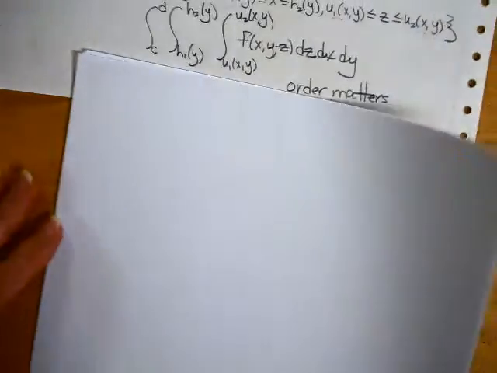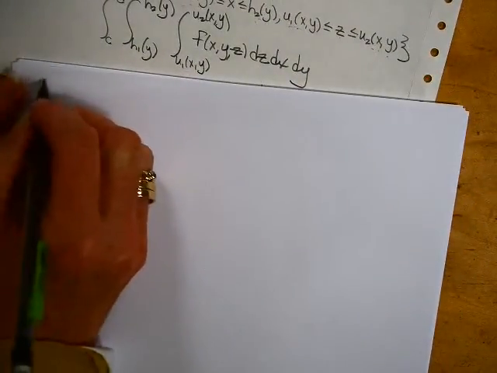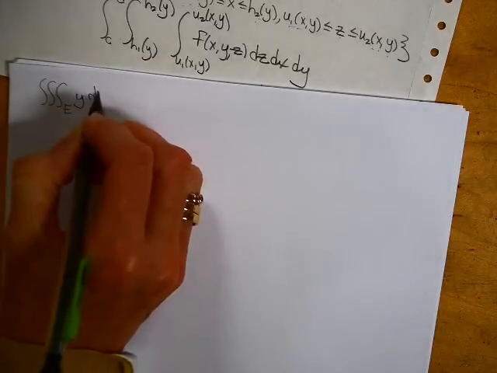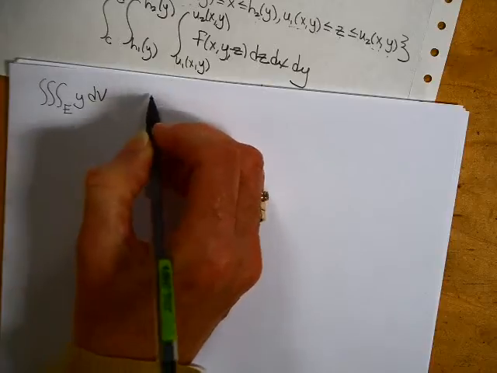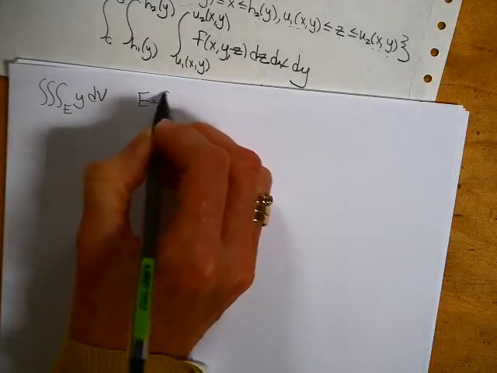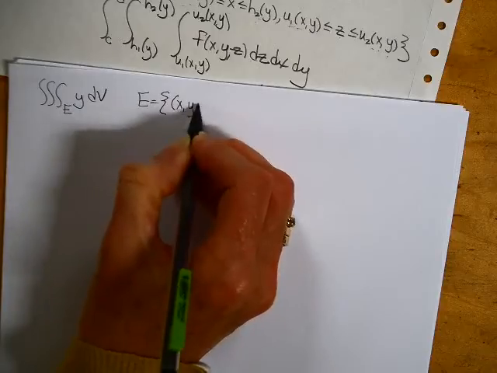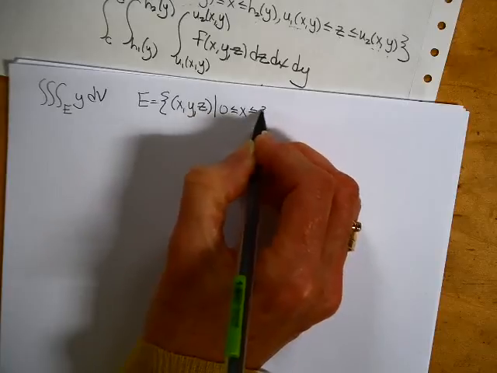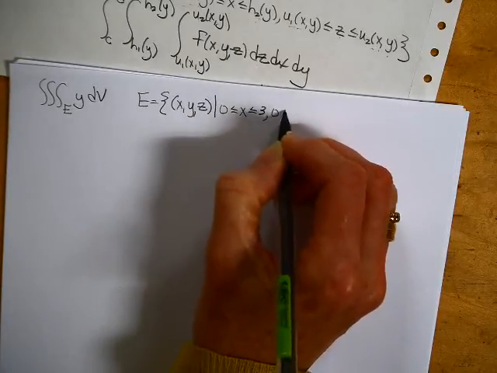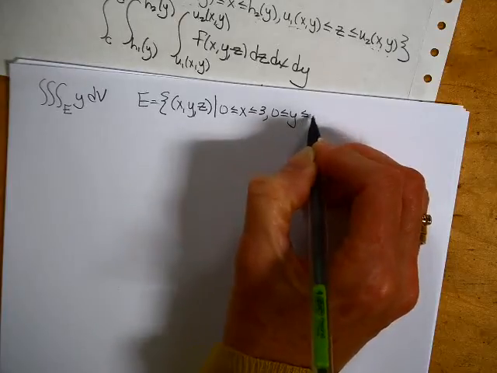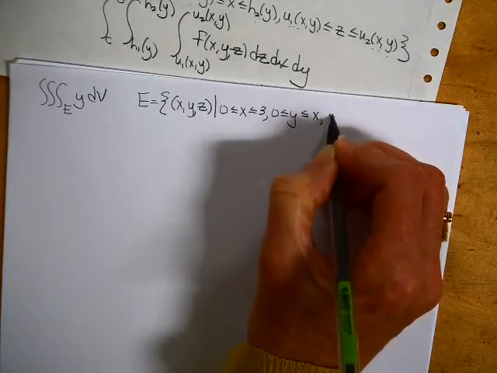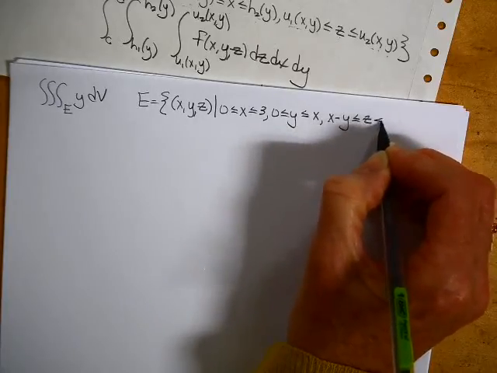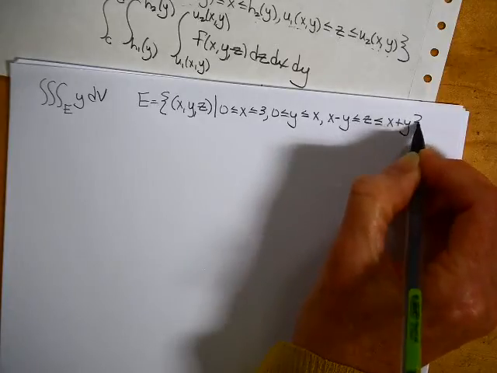Okay, number 9 says we are going to look at the triple integral over the region E of the function y dv, and E is a set of ordered triples such that x's go from 0 to 3, your y's are going from 0 to x, and your z's are going from x minus y to x plus y.